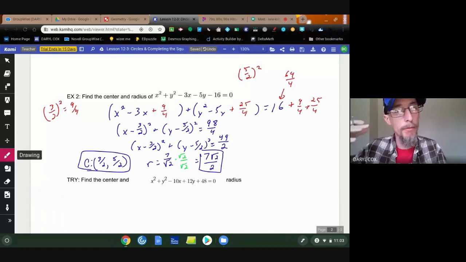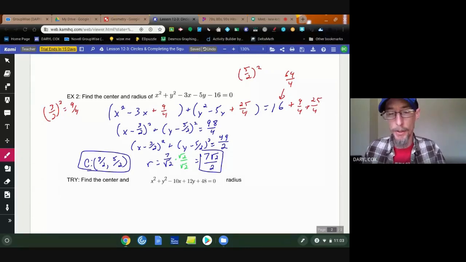So hey, fractions are your friends. Work with them, get used to them. They're going to be around forever. There's more fractions than whole numbers. So start working with those.